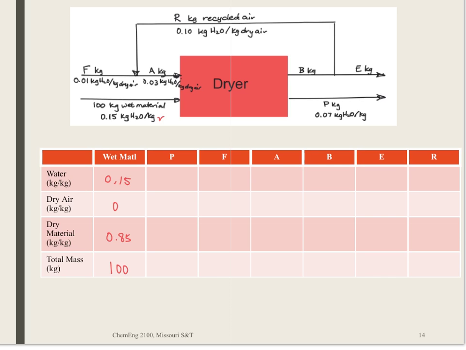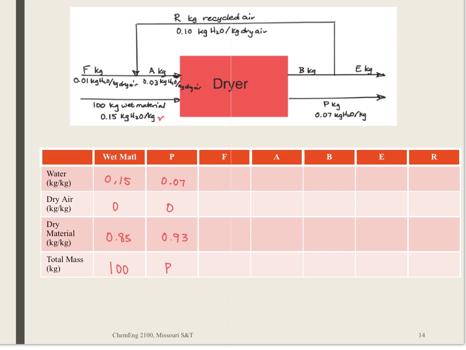We know that it's going to exit in stream P. I don't know a flow rate there, so just P amount of this will leave, and it's going to contain 0.07 kilograms of water per kilogram. Again, no air. 0.93 mass fraction will be the dried material.